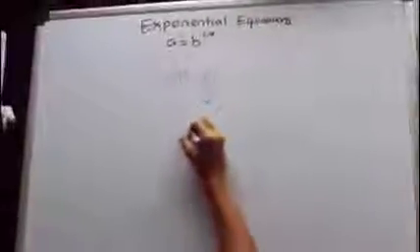With 81, 3 times 3 times 3 times 3 gives you 81, because 3 times 3 is 9, times 3 is 27, times 3 is 81. So you can say that as 3 to the power of 4, and the base is also 3. So both numbers do have a common base.